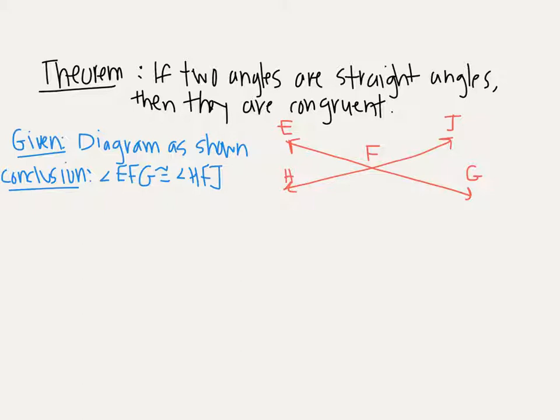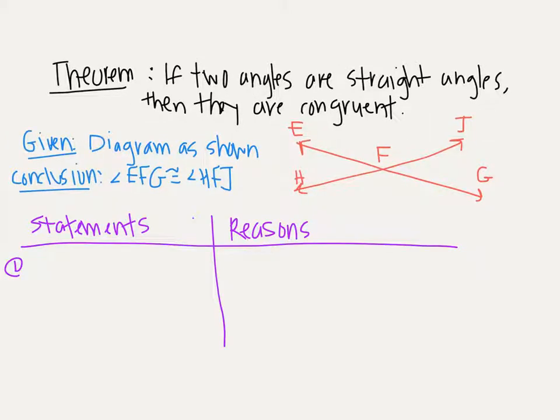So for this one, we have this picture, and we're given just the diagram. We don't have any other information. And instead of saying prove, it just says the conclusion that we have to come to at the end. And we have to come to the conclusion that angle EFG is congruent to angle HFJ. Okay, it's always good to start off your two-column proof with the givens. So first thing that we're given is the diagram. And the reason is that it's given.